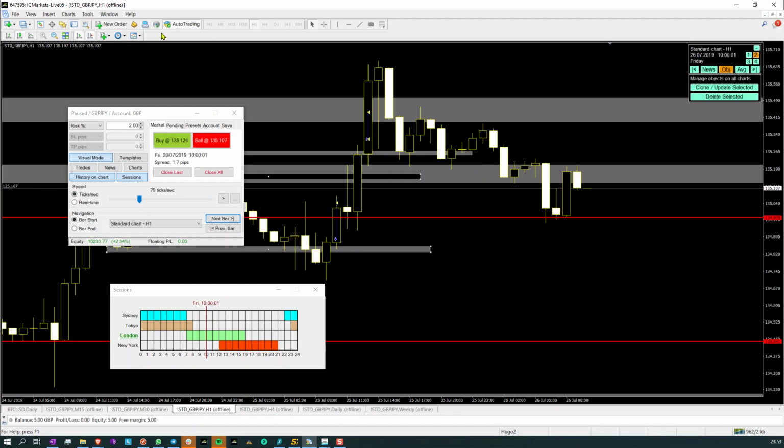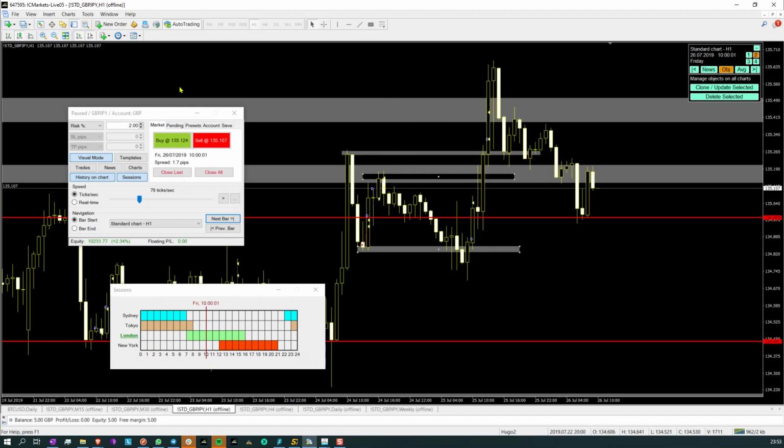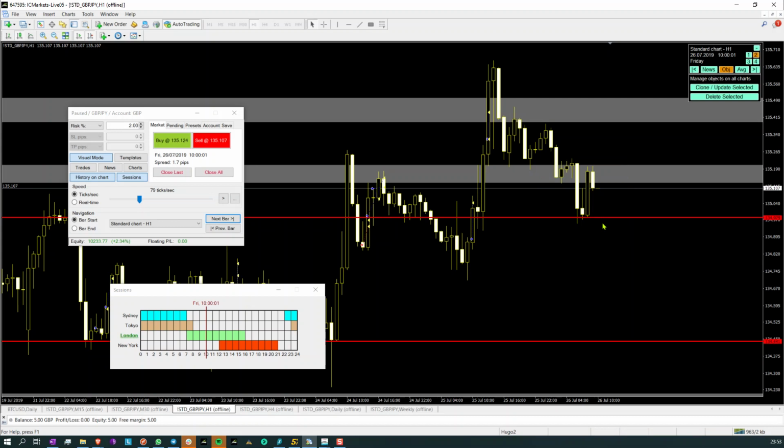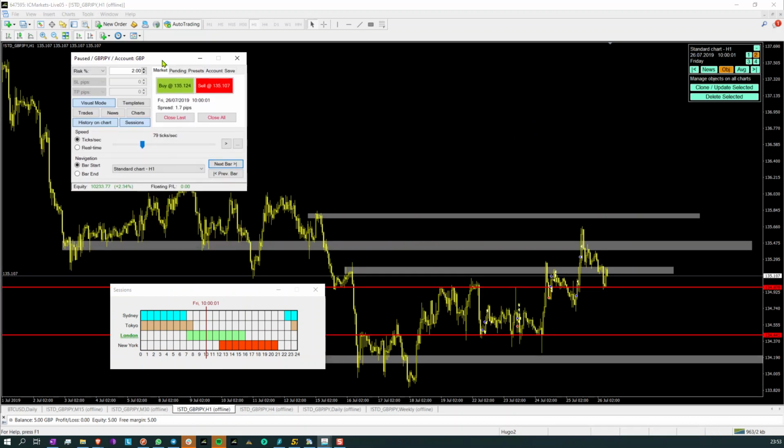Okay, the 1 hour. 1 hour, what do we have here? Some sort of support here. 1 hour bullish close. Let me take those zones out of here. Even this zone. I don't want this anymore.